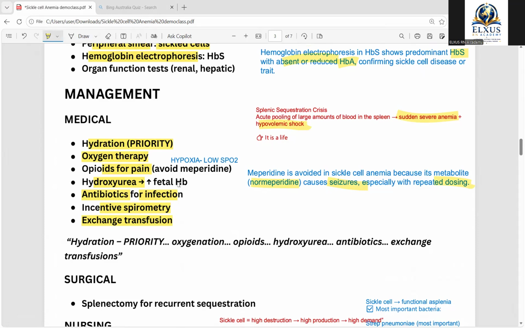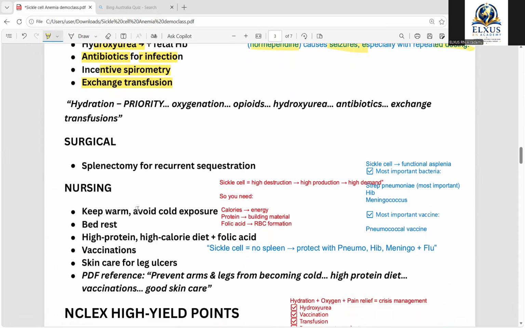So blood transfusion or exchange transfusion is another management for sickle cell anemia. These are the main management measures. What are they? Hydration, oxygen therapy, analgesic management, mostly opioids, avoiding meperidine, hydroxyurea to increase the fetal hemoglobin concentration, antibiotics to prevent infection, incentive spirometry to promote lung compliance, and exchange transfusion to replace the sickled hemoglobin. And surgical management, mostly splenectomy.